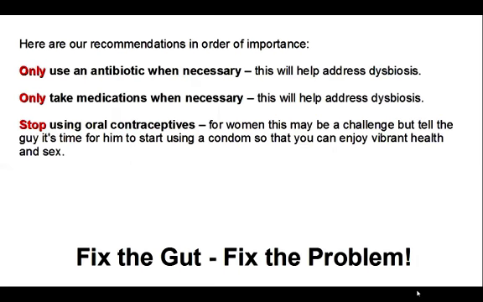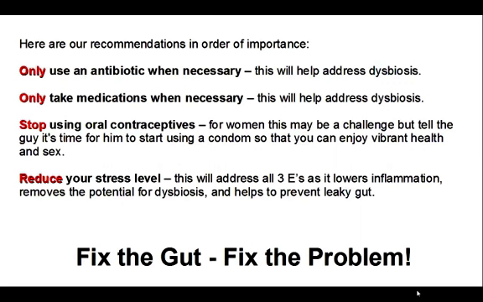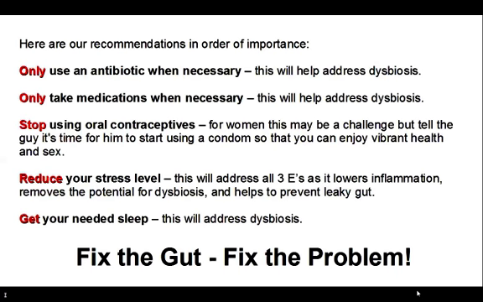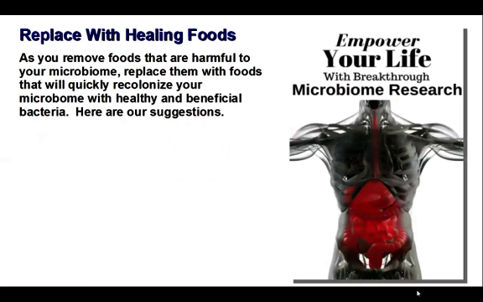Stop using oral contraceptives. Now, for women, this may be a challenge, but tell the guy it's time for him to start using a condom so that you can enjoy vibrant health and sex. Reduce your stress level. This will address all 3 E's as it lowers inflammation, removes the potential for dysbiosis, and helps to prevent leaky gut. And the last one is get your needed sleep. This will address dysbiosis.